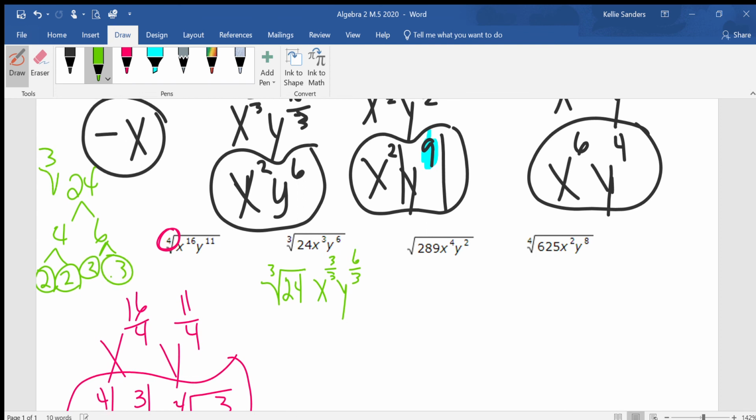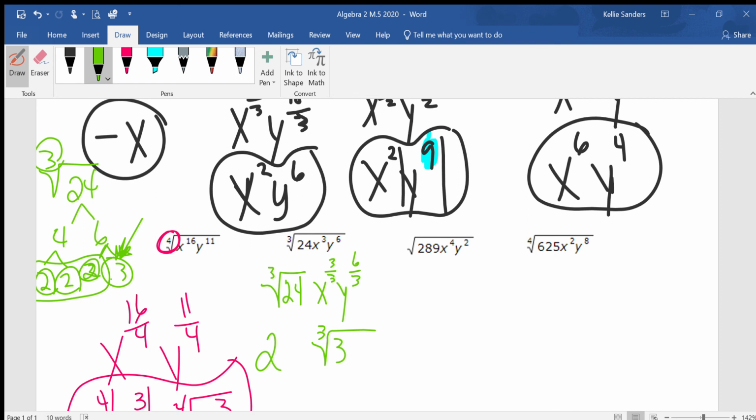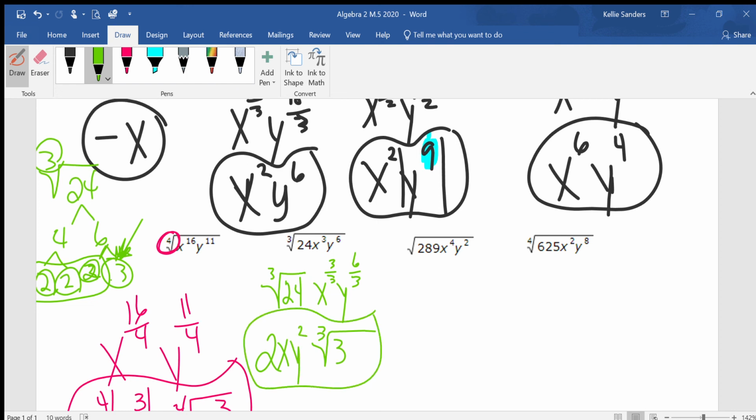And I'm taking the cube root. If I'm taking the cube root, I'm looking for 3 of a kind. Do I have 3 of a kind that multiplies to get 24? And I do have a group of 3. Now, this 3 didn't have 3 to go with it, but the 2 did. So what happens is the 2 comes on the outside, but the 3 has to stay on the inside. And then 3 over 3 is 1. 6 over 3 is 2. Since our root is odd, it doesn't matter, so that's going to be our answer.